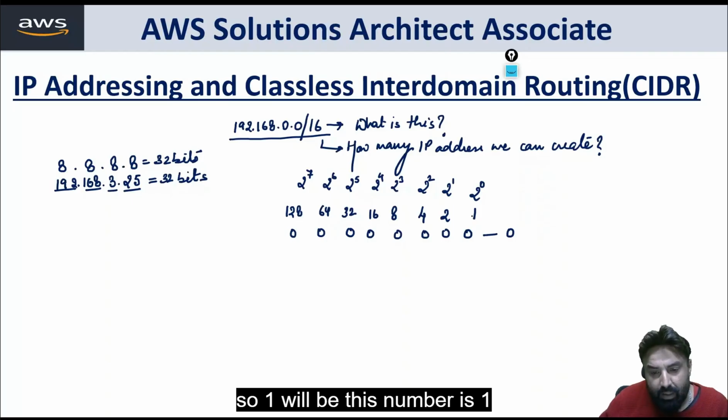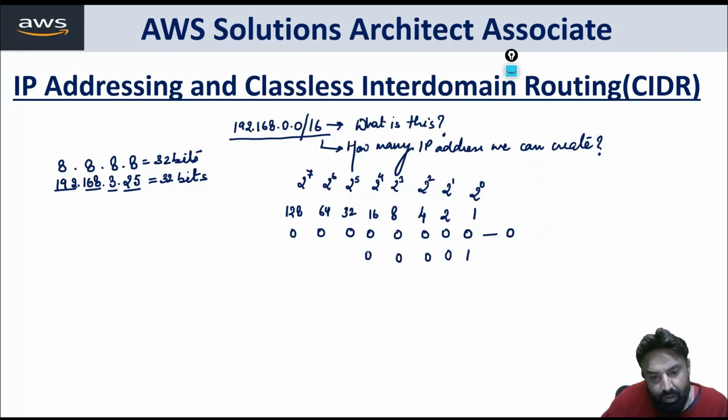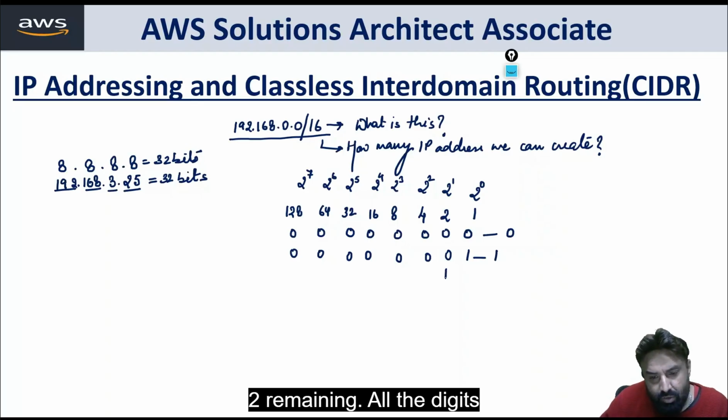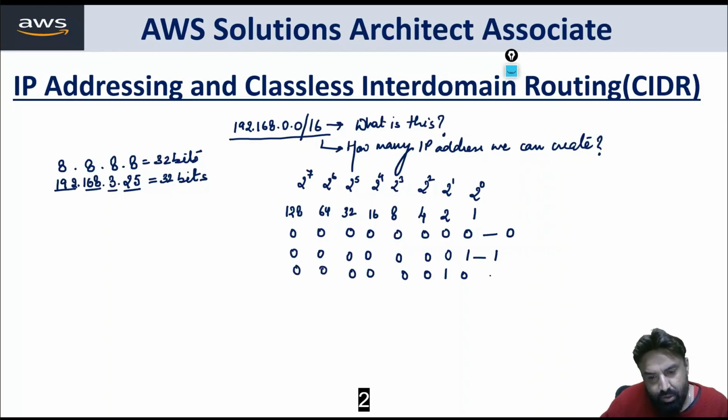So 1 will be, this number is 1. I'll be writing this bit high, and remaining all the digits will be 0. So this is 1. Fine. And if I have to write 2, so this is 2. Remaining all the digits will be 0. So this is 2.